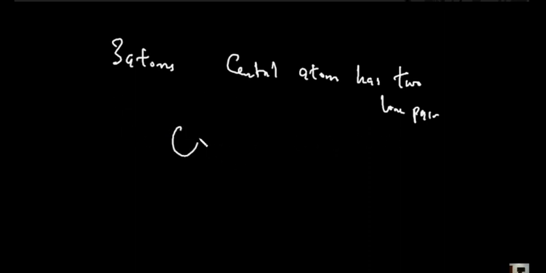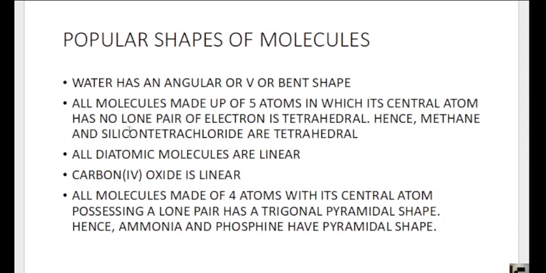So the central atom is oxygen, and that central atom has two lone pairs. Automatically, it forms this angular structure. So three atoms where the central atom has two lone pairs will lead to the formation of your angular shape, which is also referred to as the V shape or the bent shape, or you refer to it as your trigonal planar structure.